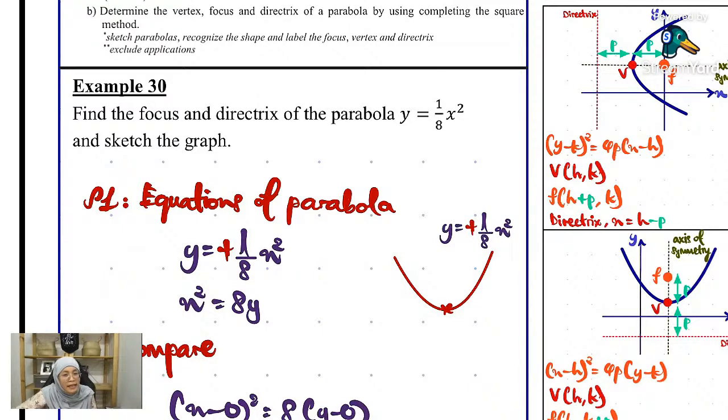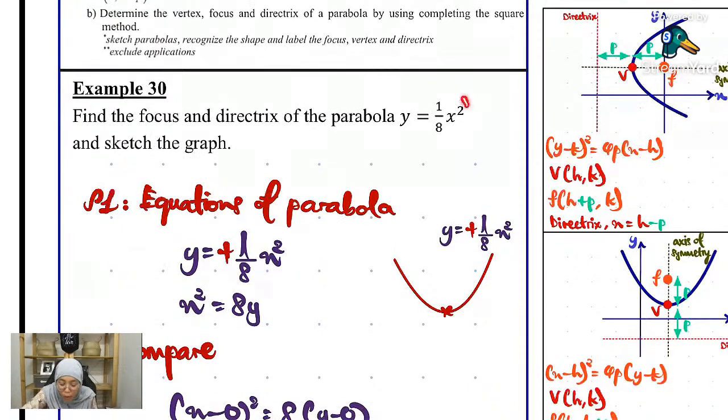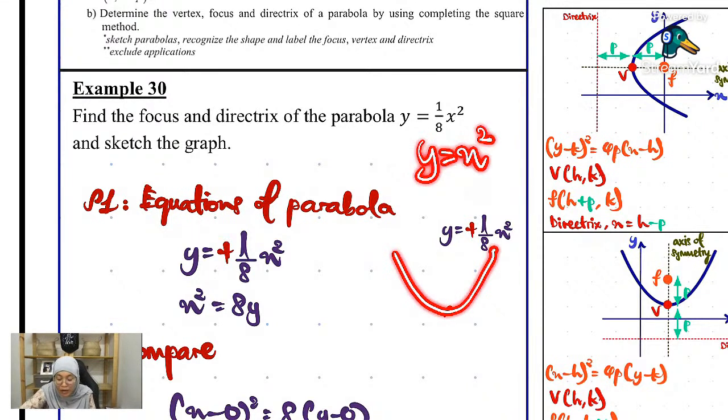Tapi kan nak terus sketching mesti you tahu bentuk parabola dulu. So bentuk parabola boleh. So y equals to 1 over 2 x squared. Yang ini saya tahu dia senyum sebab yang ini typical senyum punya graph. y equals to x squared, this is smiling. That's why I put here smiling punya graph.